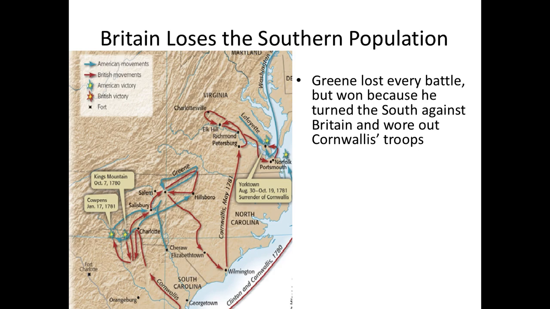If you look at this map here, you can see that Cornwallis, after being turned away at Kings Mountain, is going to start trying to invade North Carolina again. However, he is going to basically be on a wild goose chase after Nathanael Greene for a very long time, plundering Southern homes all along the way, freeing Southern slaves, angering the South, and then eventually Cornwallis will give up.